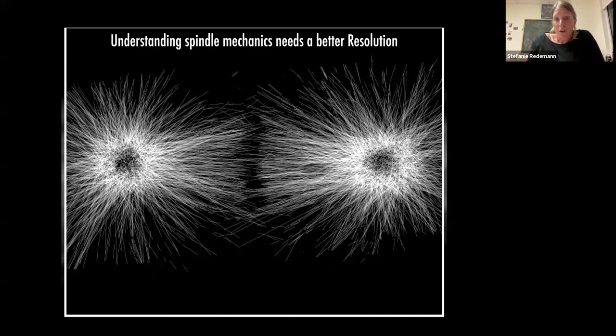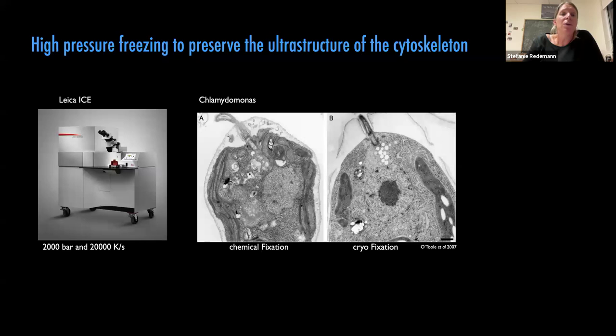And so I want to start with just introducing how we actually get to an image like this of the spindle, and also something that has been for a long time the core of the lab. What we generally do in the lab is we high pressure freeze our samples. So in earlier cases, for example, C.